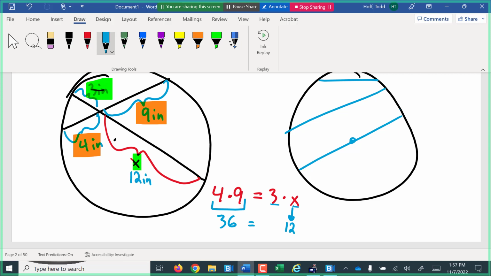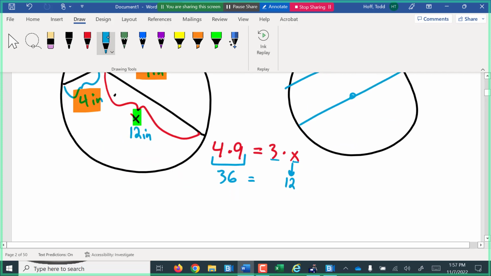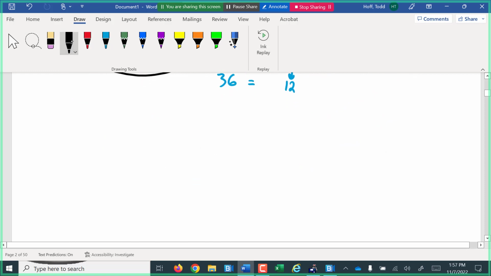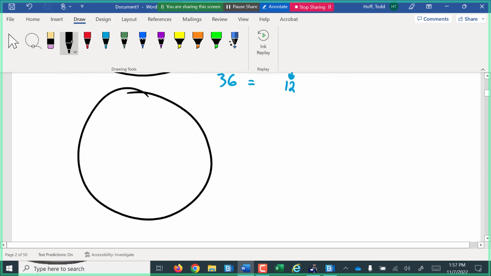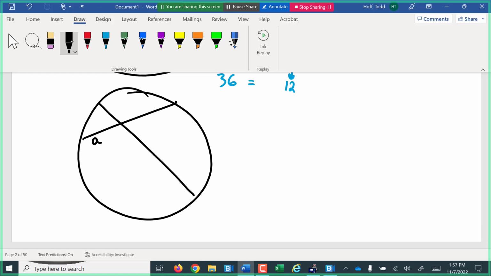The shortcut formula for this is that missing piece, if I have my chords here, let's put my chords in here. If I call these pieces A, B, D, and X, is that the length of X has to be A times B divided by D.